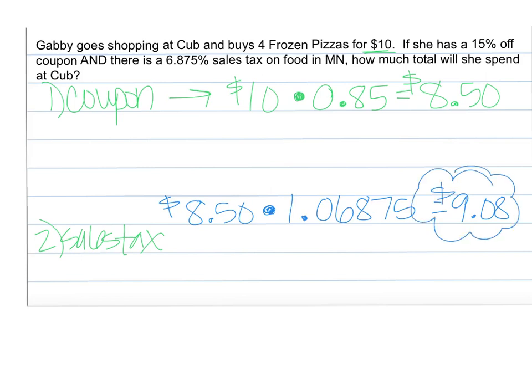for a total price. So she still gets a discount, she still gets a deal with her coupon, even though she has to pay sales tax. But I want you to understand that they would take the coupon first and then add the sales tax. So coupons and discounts would be subtracting. Sales tax, remember, is adding.